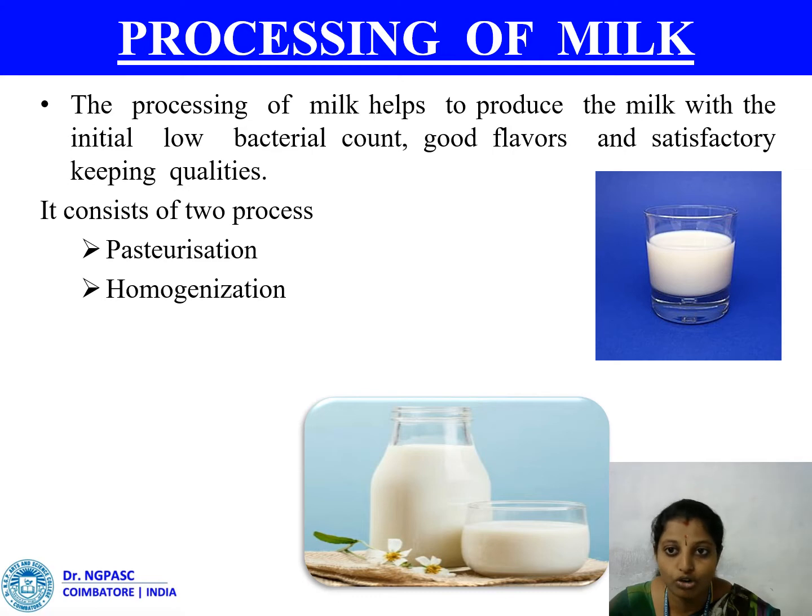The processing of milk helps to produce milk with initially low levels of bacteria. While processing, we have to reduce the bacterial count present in the milk, and it enhances the good flavor and satisfactory keeping qualities. This processing consists of two processes: one is pasteurization and the second one is homogenization. Now we will move on to pasteurization.